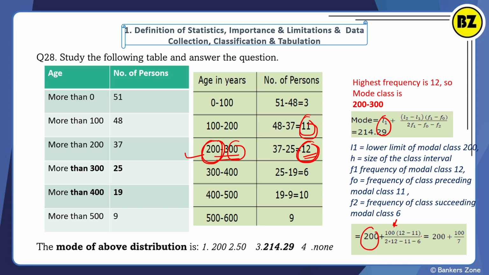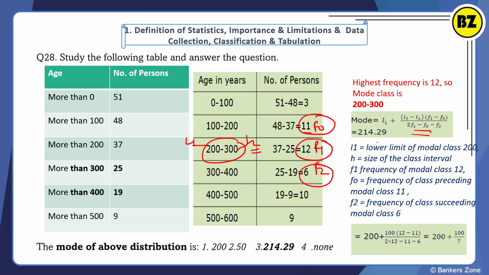Always remember here, one important thing you should remember: F0 is the frequency of the previous class, F1 is the frequency of the mode class, and here is F2. In that sequence you remember. This is our mode class, so this is F1, previous is F0, next is F2. This will be the lower value L1, and this the upper value L2. In that way simply put the values in the formula and you will get 214.29, which is the third option as correct, the mode of your distribution.